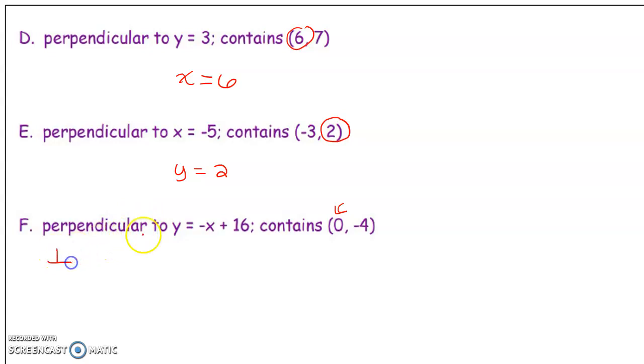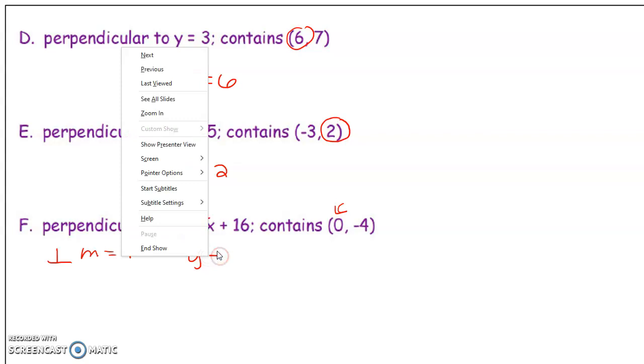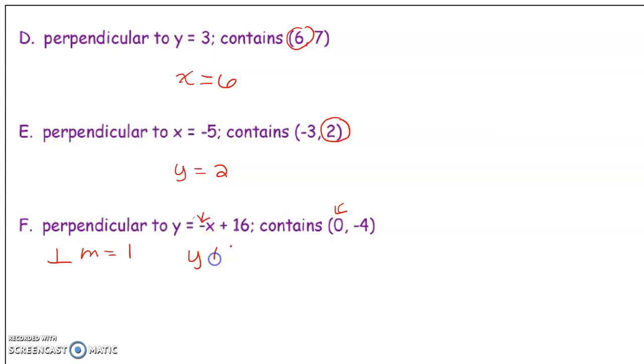My perpendicular slope is going to be opposite or reciprocal of -1, which equals +1. Starting in point slope form, y minus a -4 is y plus 4 equals my slope of 1 times x minus 0, that's my x1. Subtract 4 from both sides. And I am in slope-intercept form.